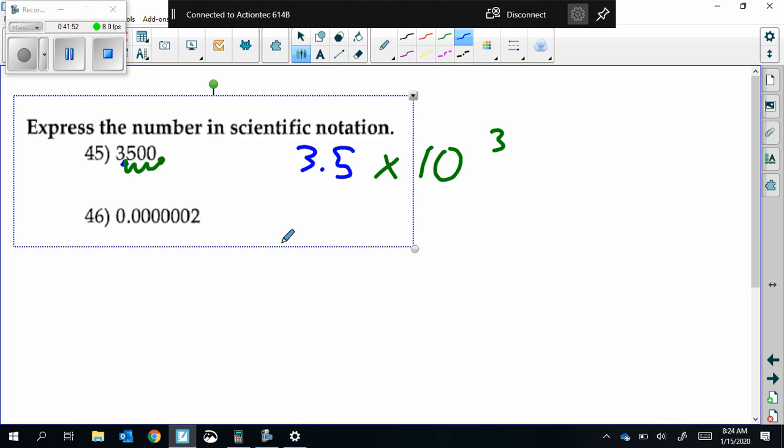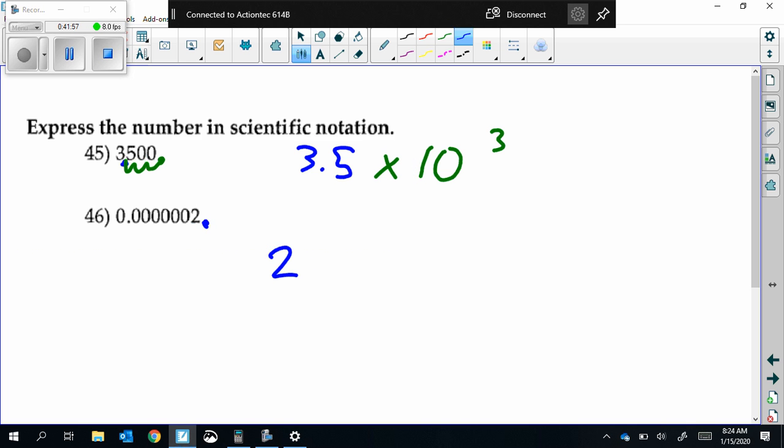Next one is one digit, then the decimal, so 2 point, and there won't be anything after that point because there's no other digits. Count how many spots we have to move it. 1, 2, 3, 4, 5, 6, 7. Now, if we left this positive, that's talking about a big number, just like the previous problem. So it needs to be a negative exponent because it's a decimal.